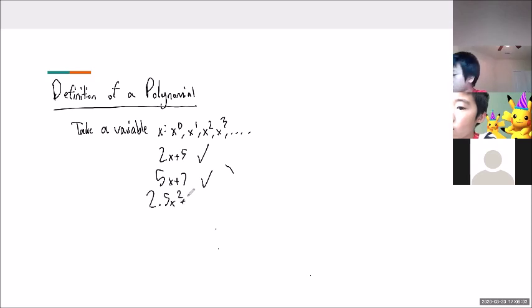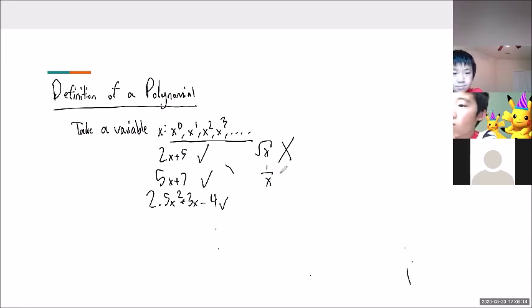2.5x squared plus 3x minus 4 is a polynomial. But other things, let's say square root of x, are not polynomials because they're not a combination of these terms. Another example is 1 over x plus 2, which is not a polynomial because, again, it's not a combination of these terms. I think y'all get the gist. You can only take these terms and then add on coefficients.